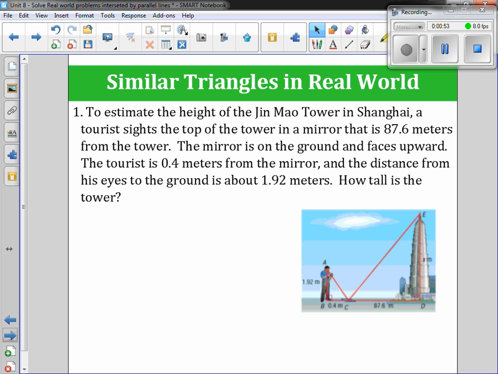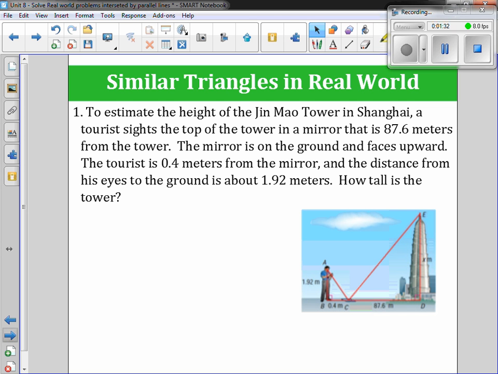First, we have this picture of this gentleman, Jim, who is looking at a mirror to look at the top of this tower. So to estimate the height of the Jinmao Tower in Shanghai, a tourist sights the top of the tower in a mirror that is 87.6 meters from the tower. The mirror is on the ground and faces upward. The tourist is 0.4 meters from the mirror, and the distance from his eyes to the ground is about 1.92 meters. How tall is the tower?